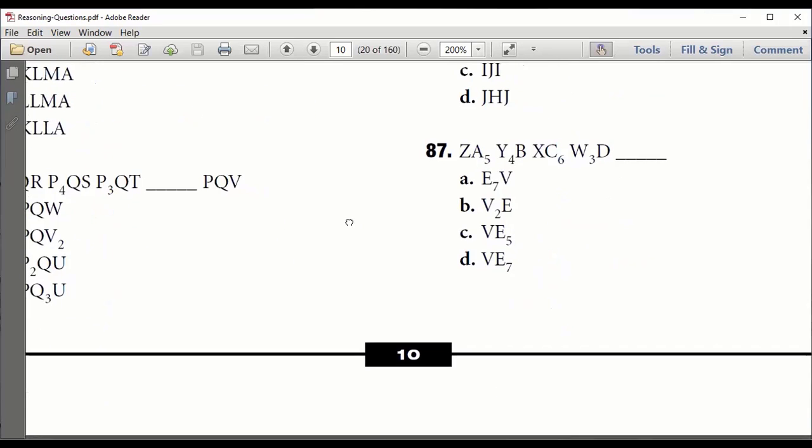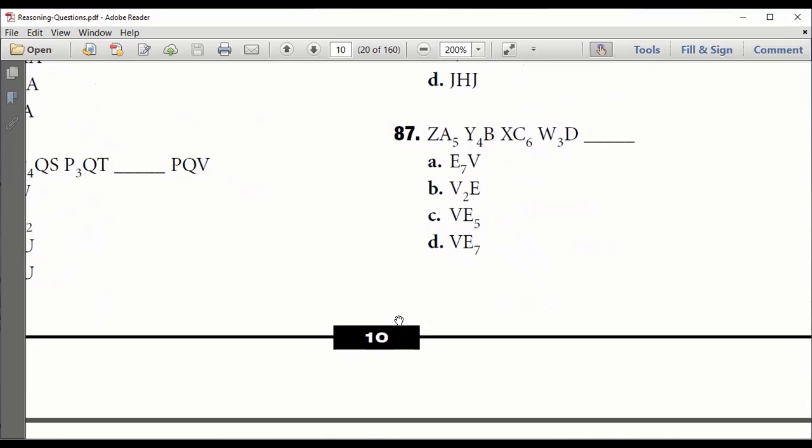So last question, Shilpa solve 87 and then done. Shilpa 87. Yes, sir. Just a moment, please. Yes, take your time. Sir, option D.